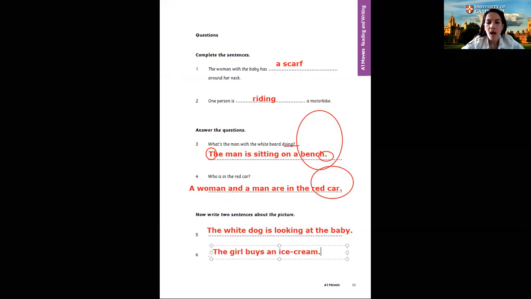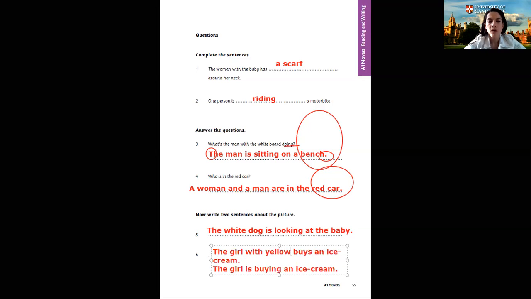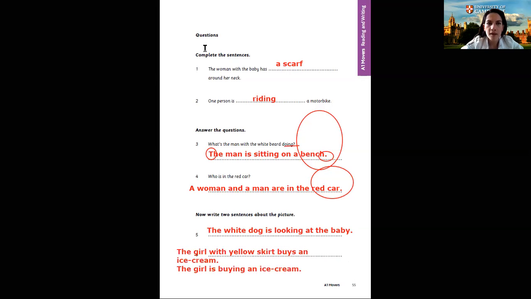Also, I can do it in present continuous. The girl is buying an ice cream. Or I can give more details. The girl with yellow skirt buys an ice cream, or the girl with yellow skirt is buying an ice cream. Okay. Everything can be correct. Just be careful with your structures, with the grammar, okay? In this case, if you're using present simple, remember that you need the S in the verb.